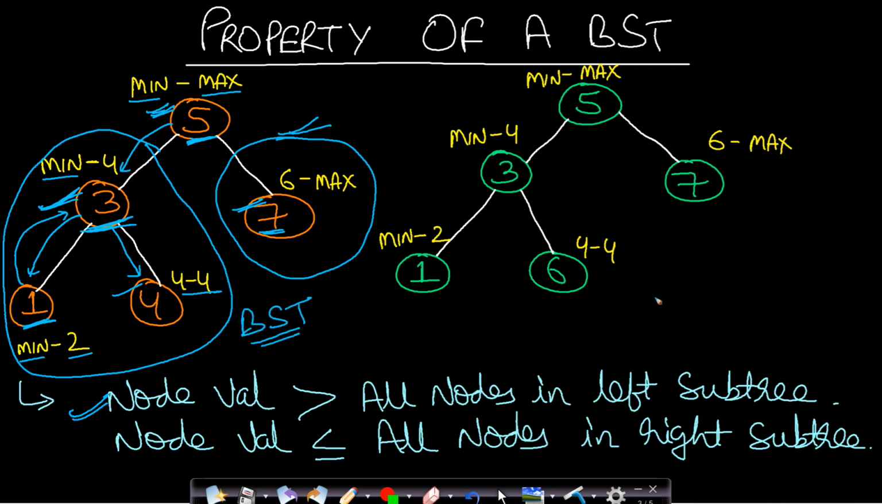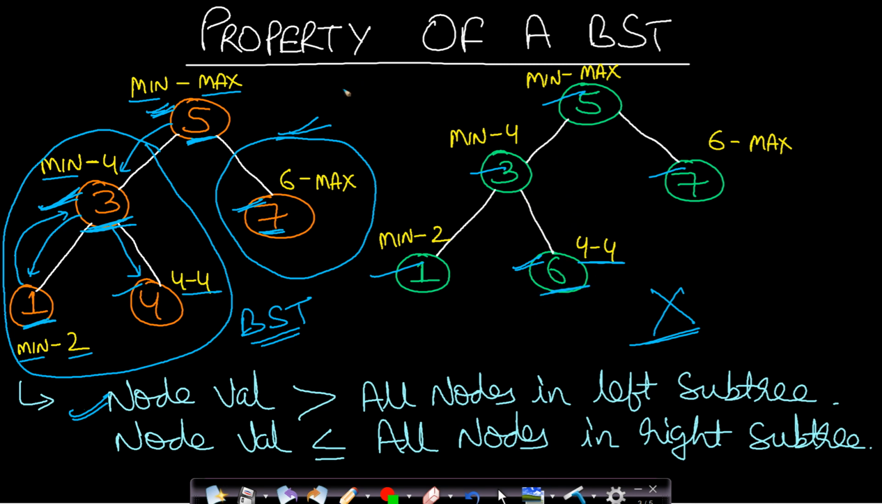Now this tree here is not a BST. And why is that? All these nodes 5, 3, 1 and 7 are satisfying the BST property. But if you look at this node 6, then this should fall in the range of 4 to 4. But then the value is 6. And so this is not a BST.